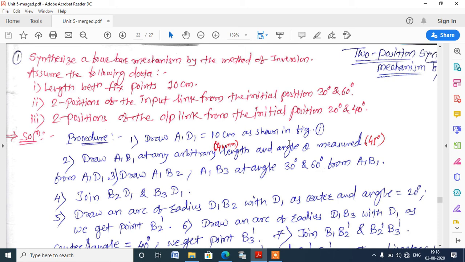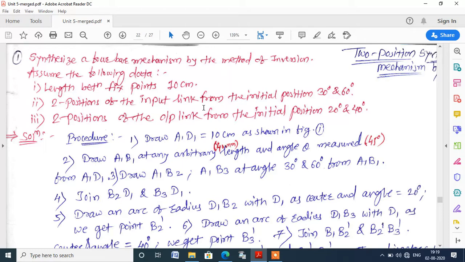Welcome to the next module of Theory of Machine 2, that is unit number 5, Synthesis of Mechanism. Here we will discuss about the graphical method.